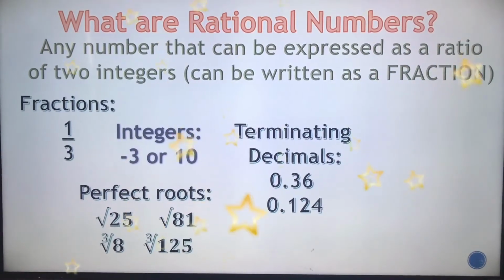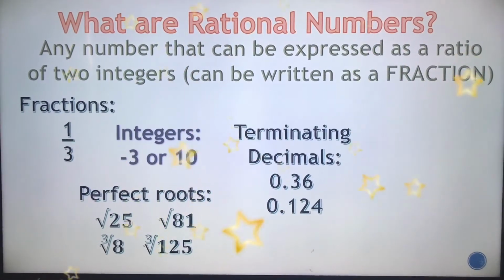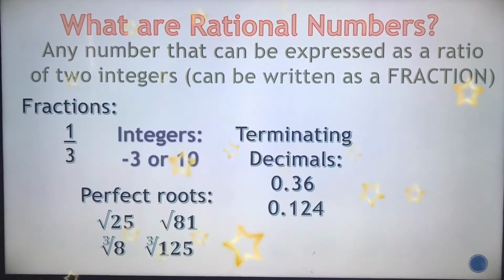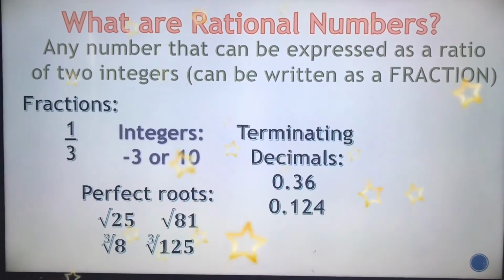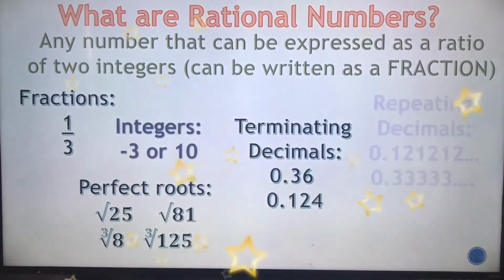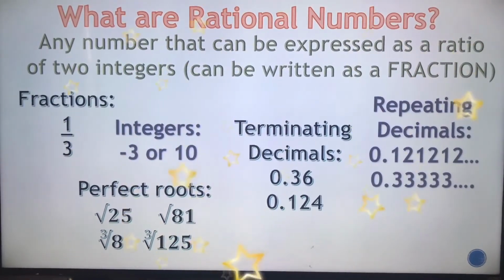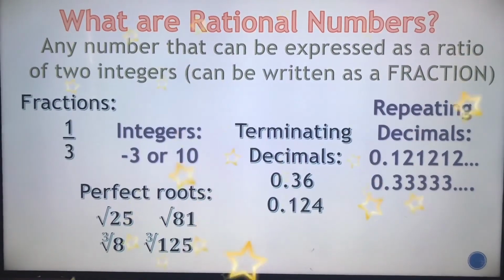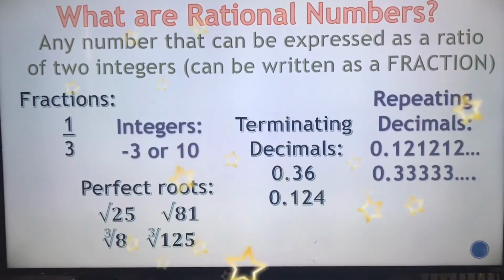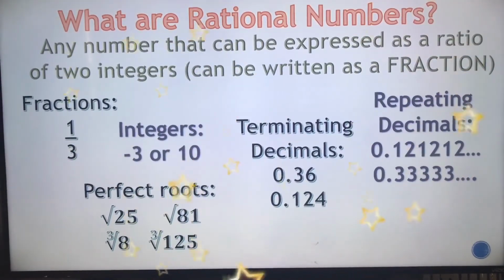So a perfect root, for example, the square root of 25. I know the square root of 25 is 5. Therefore, it now is an integer, so I can make it a fraction. And then finally, a repeating decimal. A repeating decimal can be made into a fraction, and we're going to see that today.